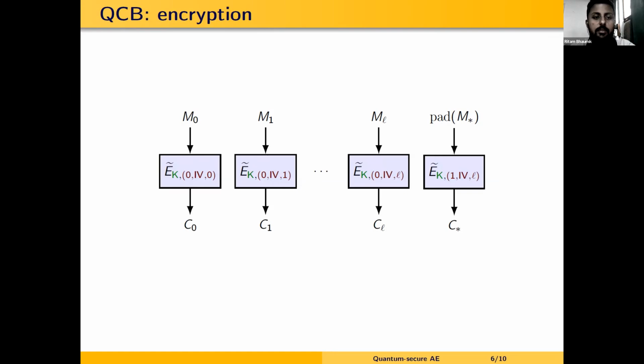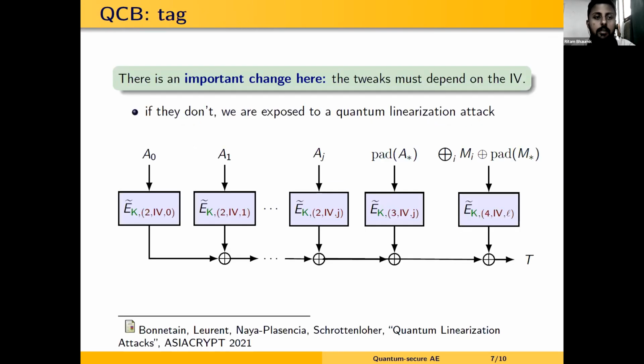So this is QCB. It's essentially the same construction, except we abstract out the offset part and put everything into a tweak, which has the IV, the block number, and something for domain separation. But for processing the associated data, we use something else. We use the IV inside the tweak for the block cipher calls for processing the associated data. And this is something different from OCB3, where the IV is not used for the associated data. But this, as it turns out, to avoid quantum linearization attacks, it is necessary to use this change.